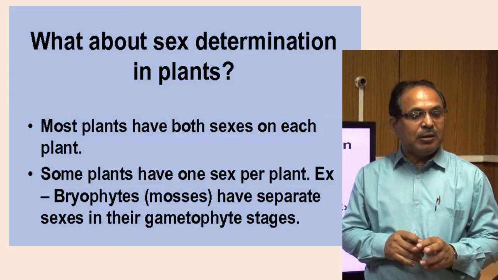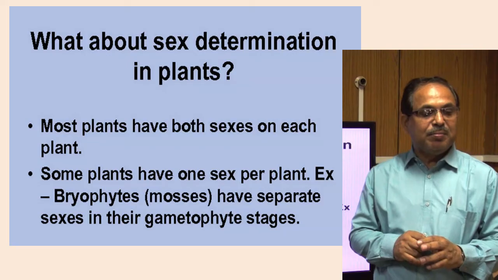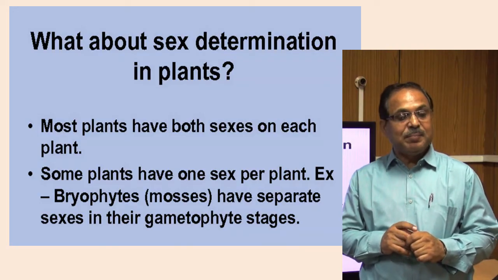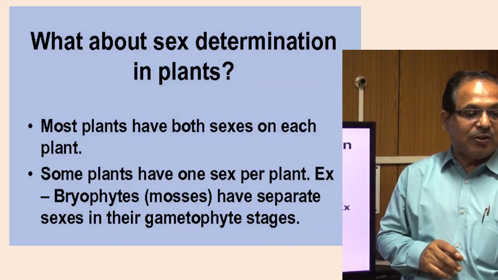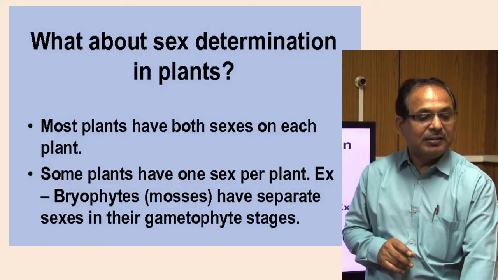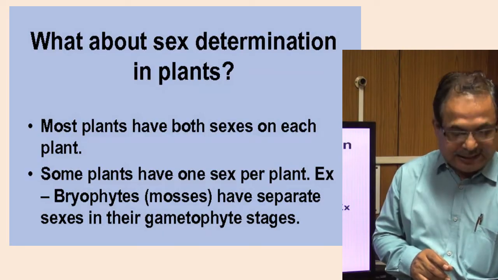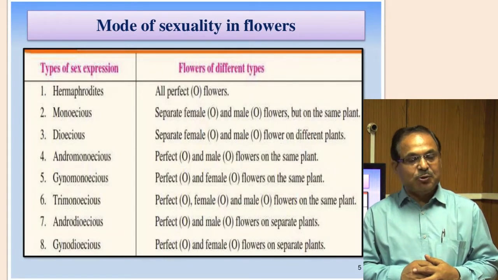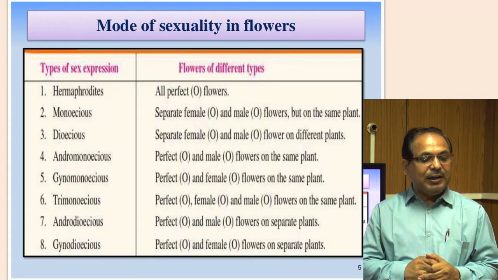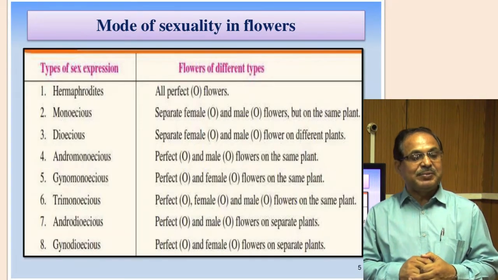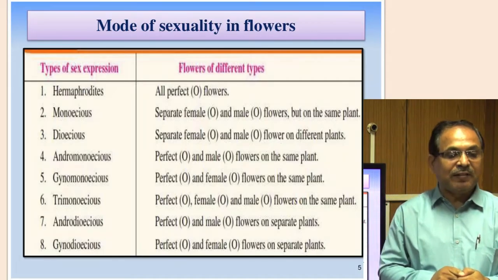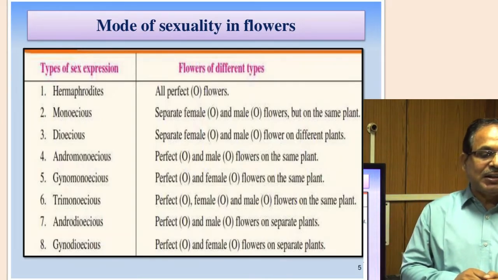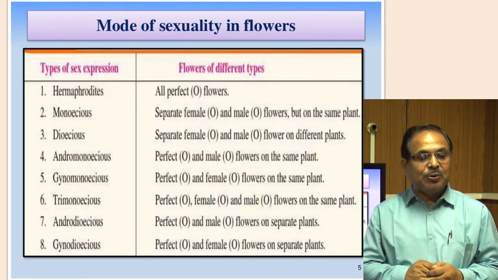When we talk about sex determination in plants, most plants have both sexes on each plant, and some plants have one sex per plant, like bryophytes, which have separate sexes in their gametophyte stages. The mode of sexuality differs in the flowers, so accordingly it may be classified into 8 different types. Hermaphrodites have all perfect flowers present. In monoecious plants, separate female and male flowers are there, but placed on the same plant.